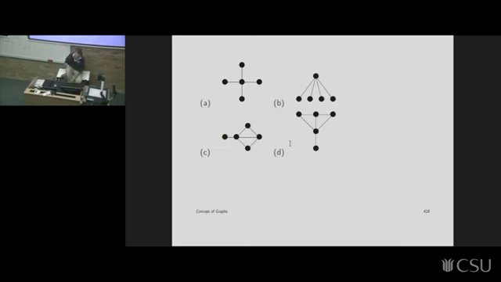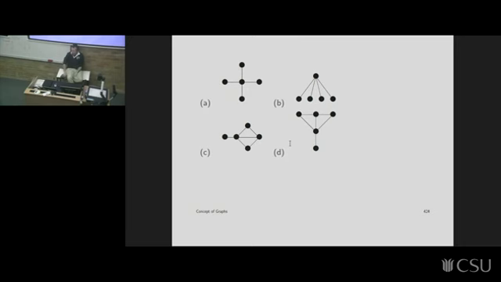What about these ones here? A and B. Maybe C and D. So the top two are isomorphic, and C and D, the bottom two, are isomorphic. And again, you can think, I can just move things around and it gets the same.